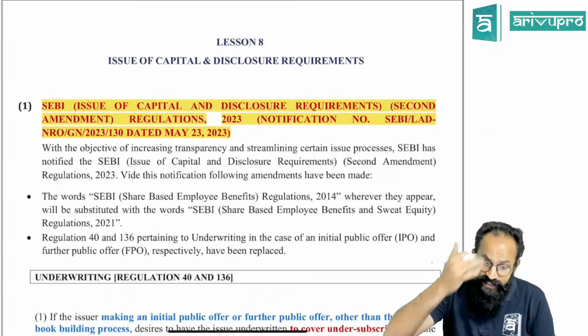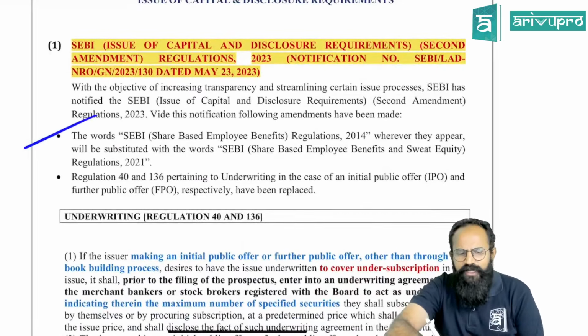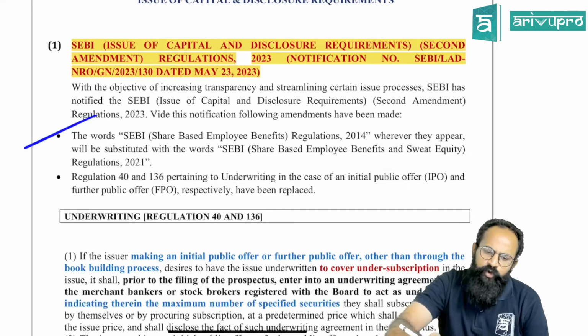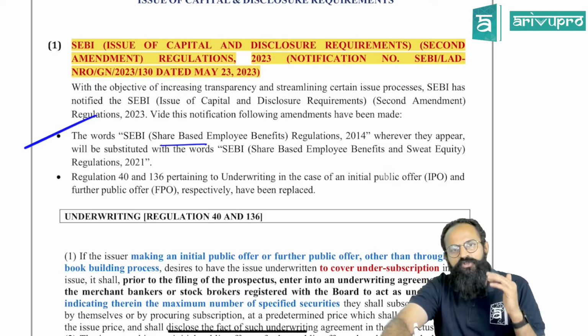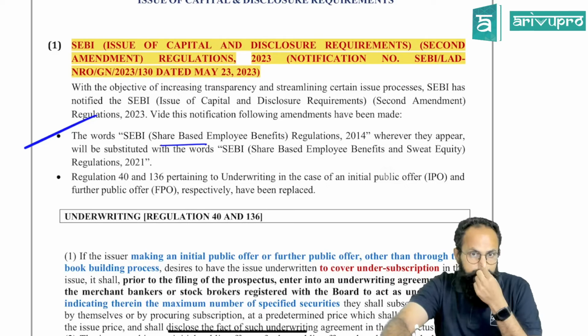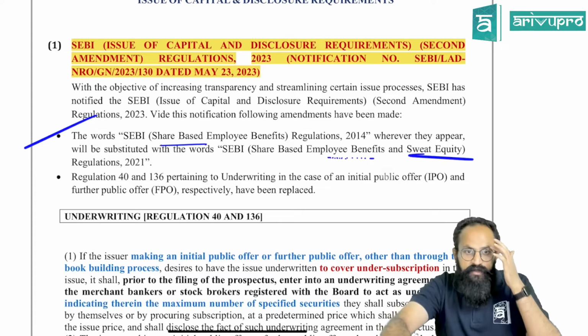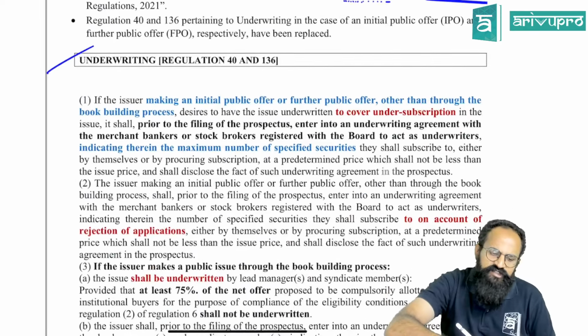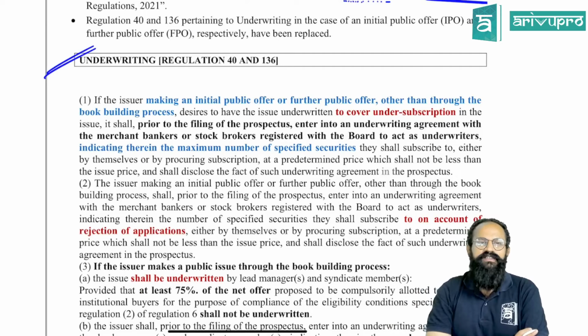Sir, next one, sir. ICDR. In ICDR, they have added this point. What is that? I told you in the class earlier, there were 2 different chapters called share-based employee benefits and sweat equity. Now they're telling you wherever a reference is given to share-based employee benefits, you need to read it as share-based employee benefits and sweat equity together. And they've added one more regulation, people, called underwriting. Not a new regulation, it was already there. Some parts of it have been changed.